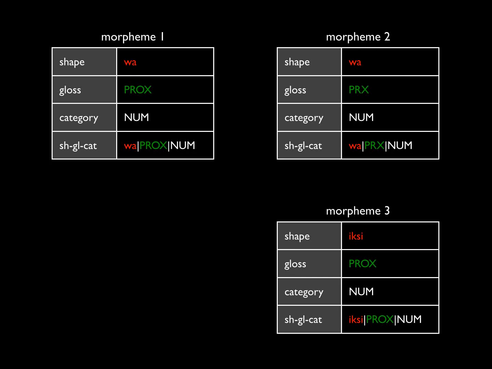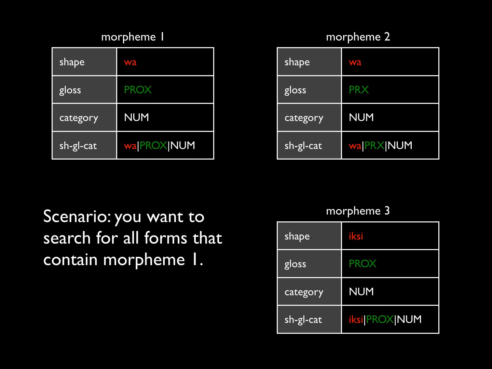The OLD has an interesting feature that allows users to search for forms that contain specific morphemes, even when homophony and synonymy would otherwise complicate this task. Imagine that we want to retrieve all forms that just contain morpheme 1, but our database also contains morphemes 2 and 3. Morpheme 2 has the same shape as morpheme 1, and morpheme 3 has the same gloss as morpheme 1. Notice the shape gloss category field on the bottom rows of all of these tables. This is automatically generated by the OLD by serializing the values of the fields in the first 3 rows. The shape gloss category is essentially a unique signature for each morpheme.